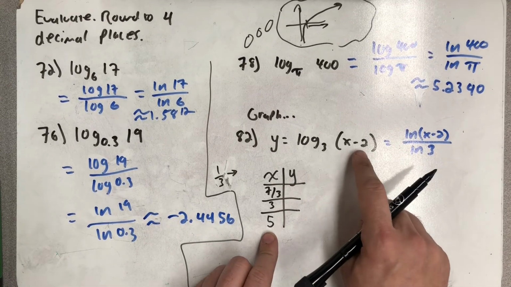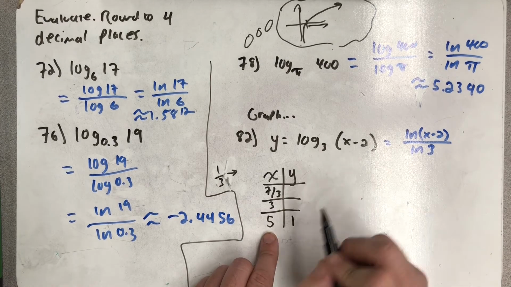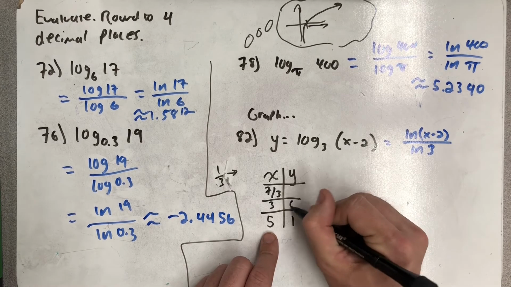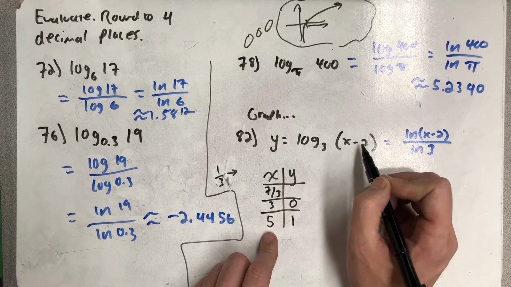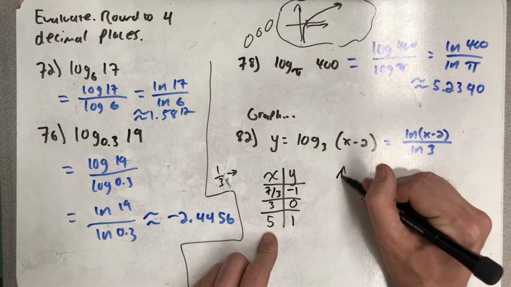Plug in a 5. 5 minus 2 is 3. The log base 3 of 3 is 1. Plug in a 3, and we get a 1 in there. 3 minus 2 is 1. The log base 3 of 1 is 0. Plug in that 7/3 and take 6/3 away, you get 1/3, and the log base 3 of 1/3 is minus 1.